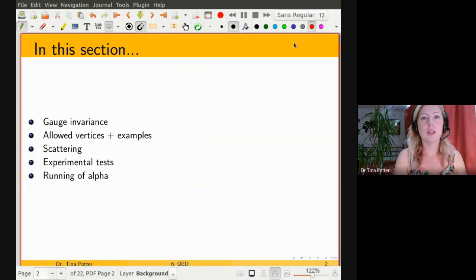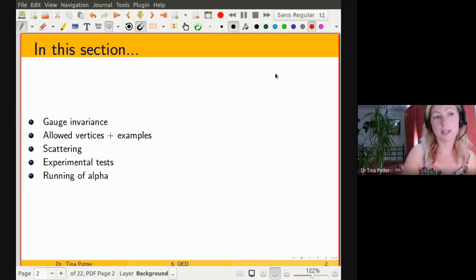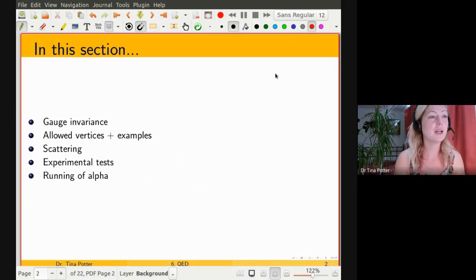Okay, so what we're going to be doing in this section is having a look at gauge invariance and what that means in terms of QED, and what that means in terms of the allowed vertices that we have in these theories. So we'll be discussing our Feynman diagrams as well and going through some examples. Then we'll have a look at scattering with the electromagnetic force, which you should be quite familiar with by now. And then looking carefully at the experimental tests of QED and how this has been verified. And actually, it's been verified to very high precision. And then we'll finally look at the coupling constant of the electromagnetic force and how it's actually quite badly named.